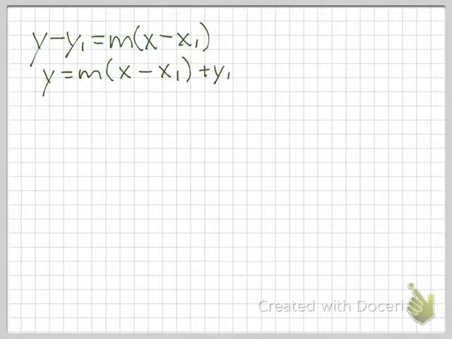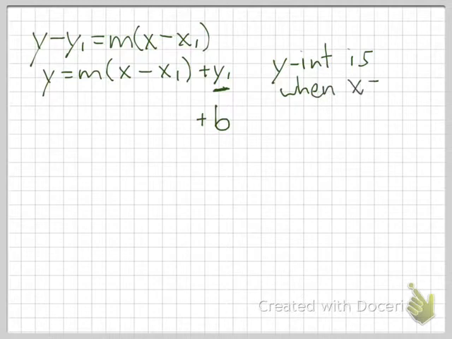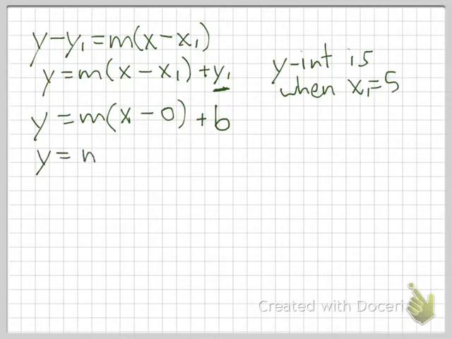And now if we think about slope-intercept form, y equals mx plus b, it's not y1 out there, it's b. Well, b is the y-intercept. So for that to be a b and the y-intercept, we need the x value to be 0. Because when you have the y-intercept, I'm going to make that x1 equals 0. So now it's x minus 0. So y equals mx plus b, which is our slope-intercept.